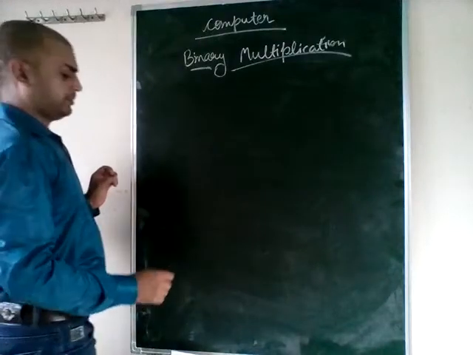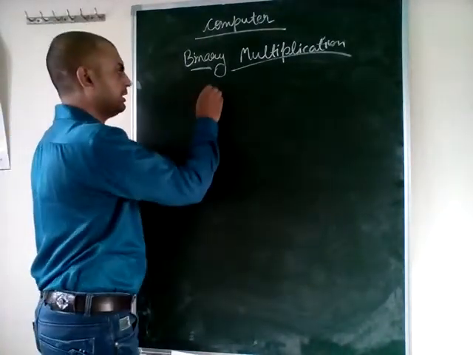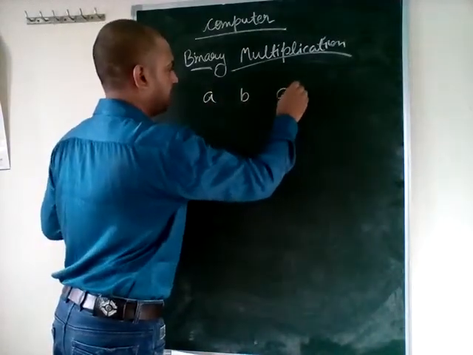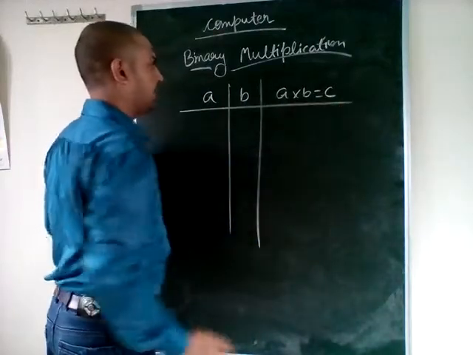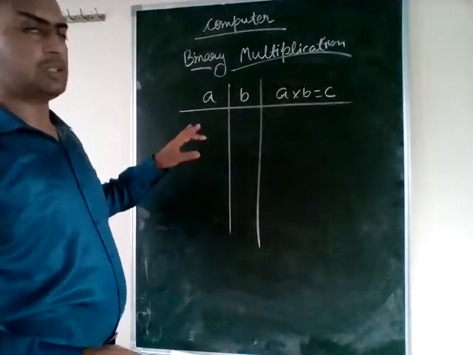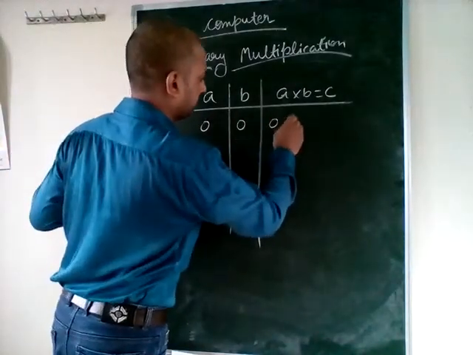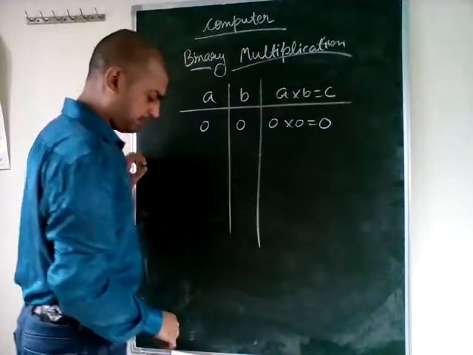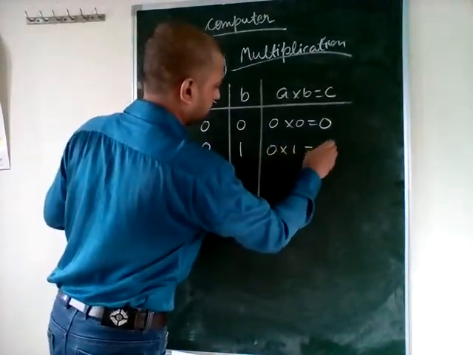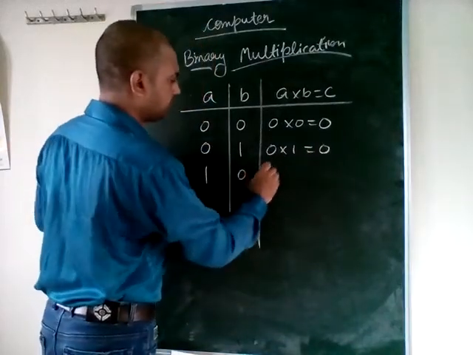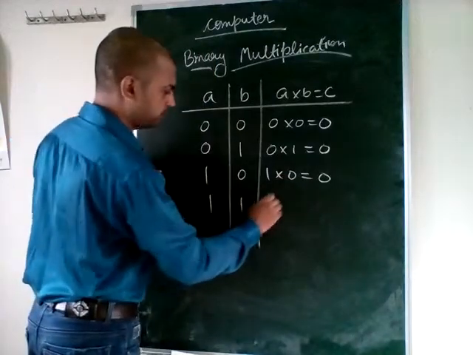Binary multiplication. Binary multiplication also has a rule chart. A, B, A into B is equal to C. And in this chart, we must know the rules. So first is 0 and 0, 0 will come. Then 0 and 1. Then 1 and 0. Then 1 and 1.